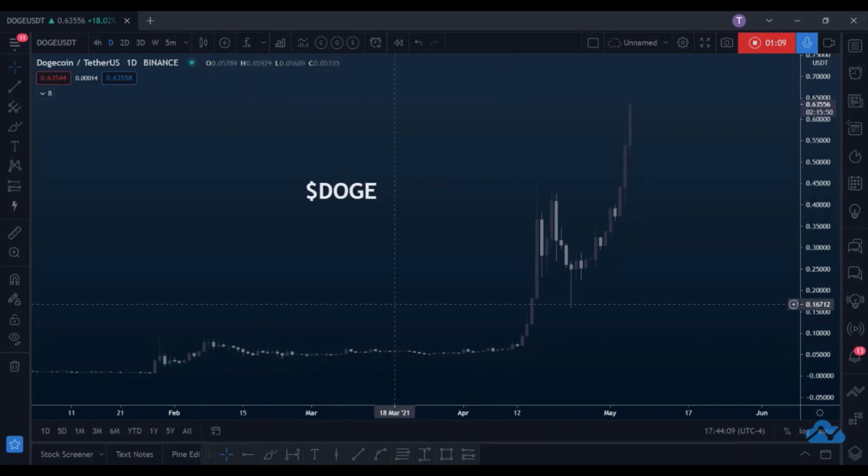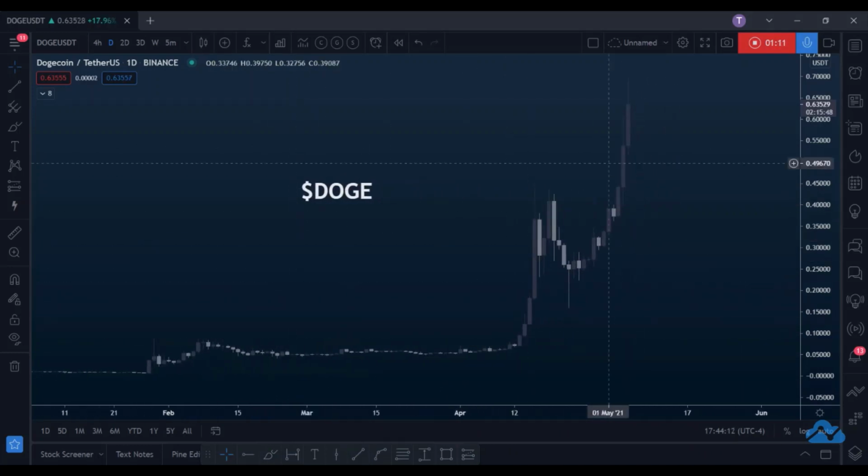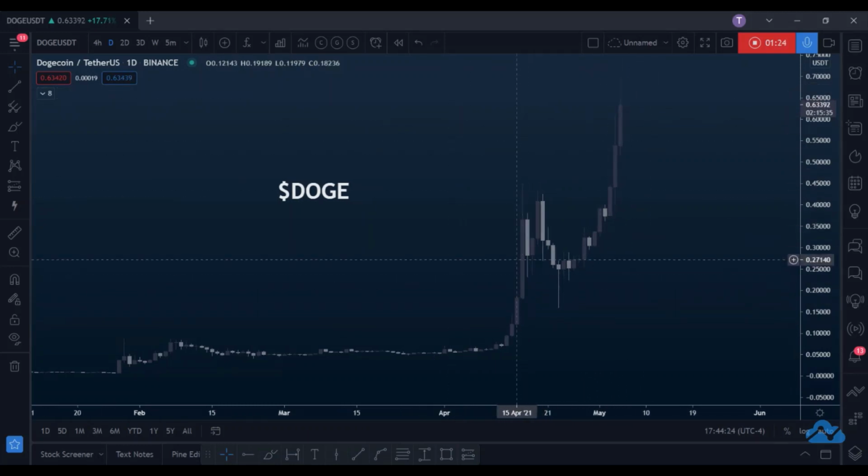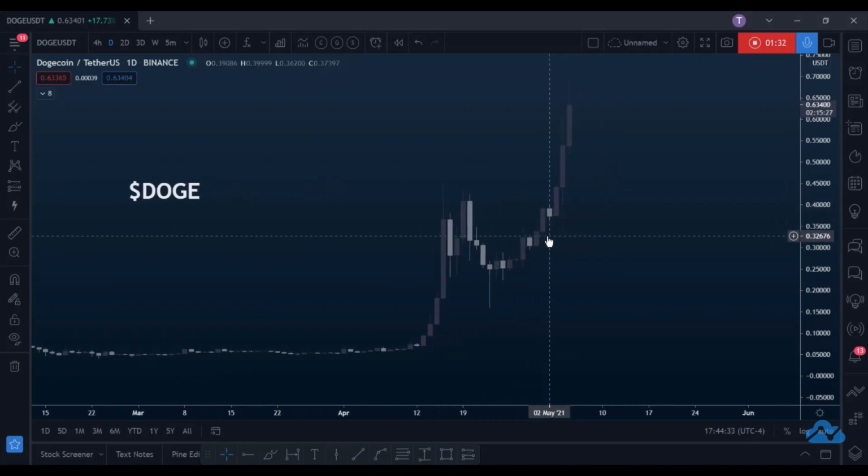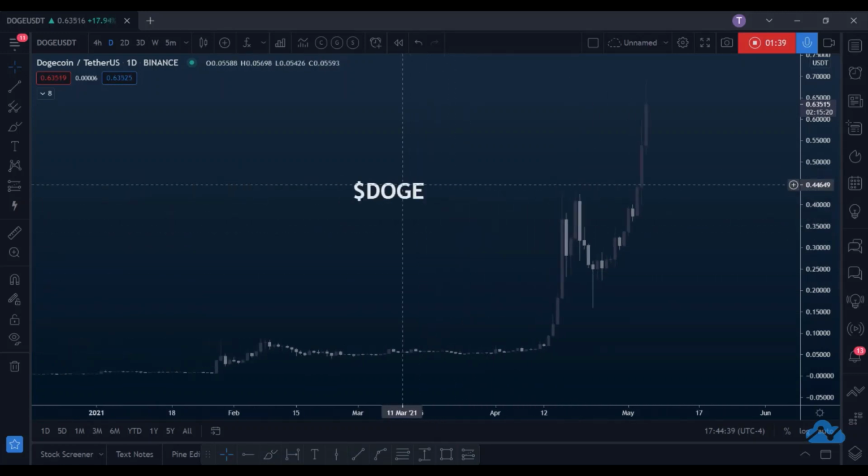So what we're looking at here is a daily chart. What that means is that each one of these, they're called candlesticks, represents a day of price action. The dark gray candlesticks represent price going up, and the light gray, white candlesticks represent price going down. The blocks are called candle bodies, and the lines are called candle wicks.